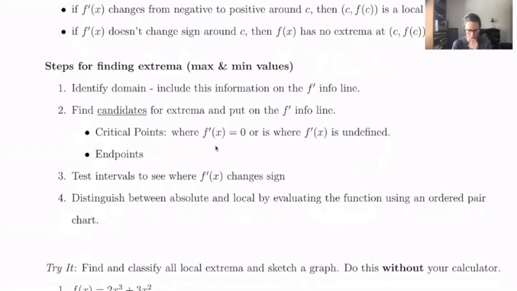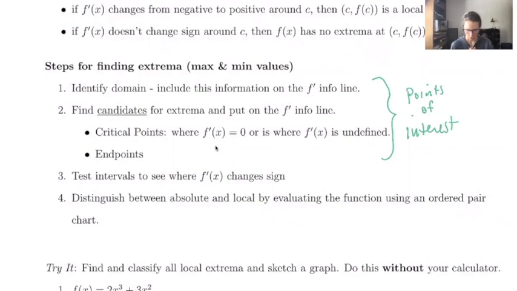Candidates for extrema are going to be critical points or endpoints. So maybe if you want to lump all of these points together, you could call them points of interest. So you find all the places it's worth looking at. Check for where the domain doesn't exist, check for critical points, check for endpoints. And then you have to test to see, did we get a false positive? Do we have a place that's not really a max or min? So you do a test. And the one test we've talked about so far is the first derivative test.